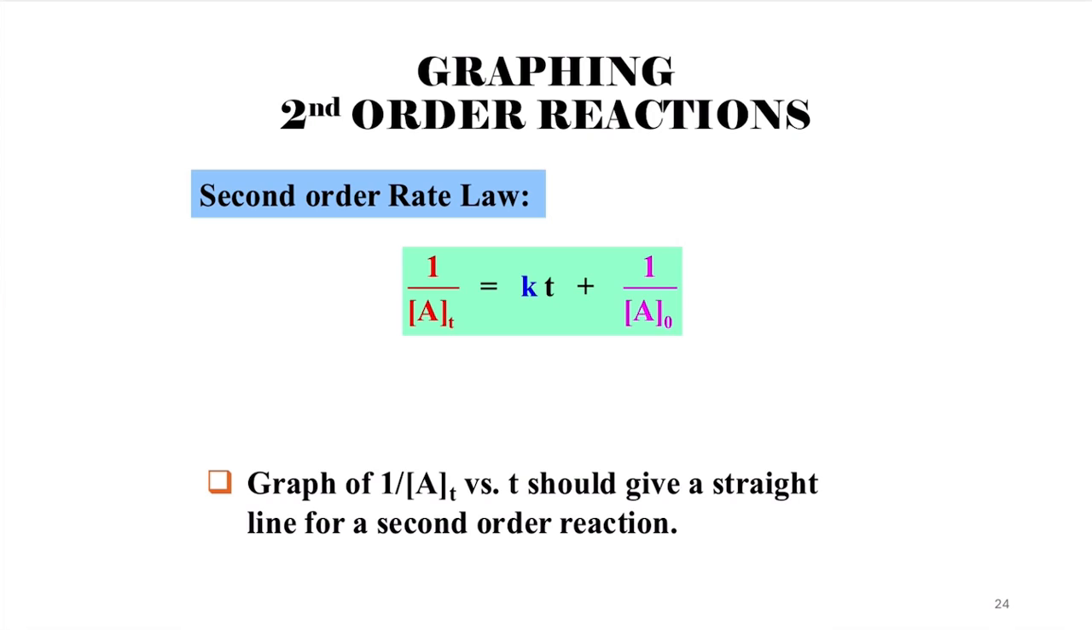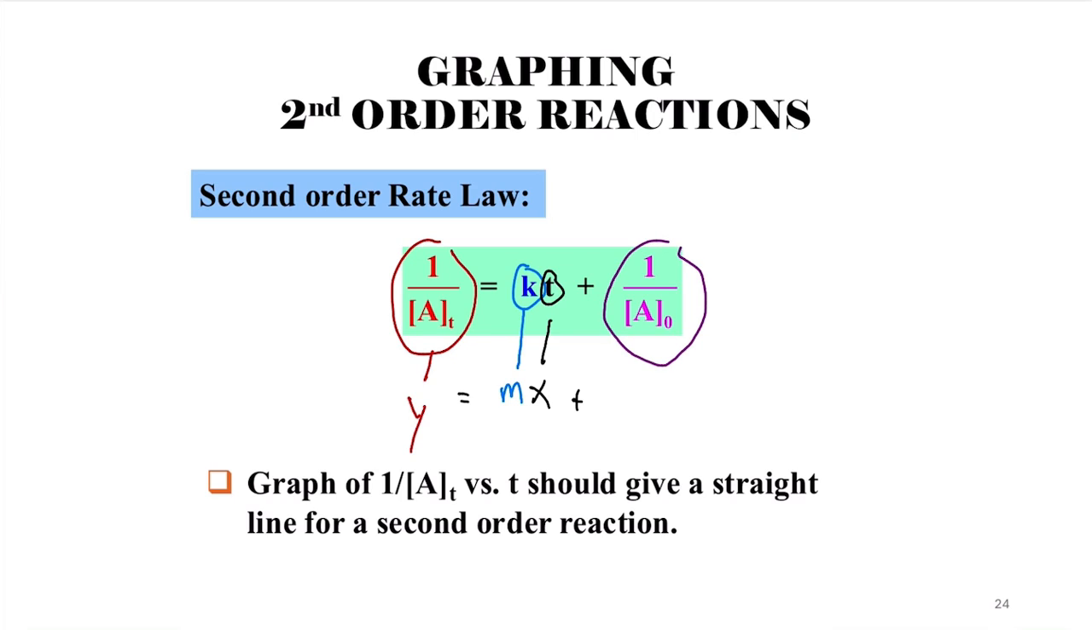Yeah, the inverse concentration at time t, right? So this is y. Our slope should be k. Oops, sorry, that's going to be m here. Our x variable is the time, and then our y-intercept is going to be what? One over the initial concentration, right? So this is going to be b.